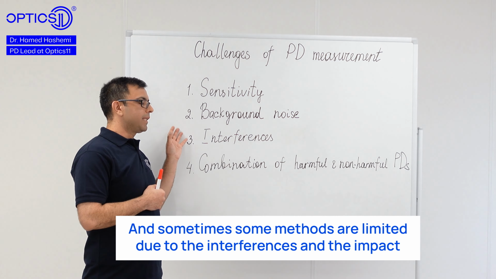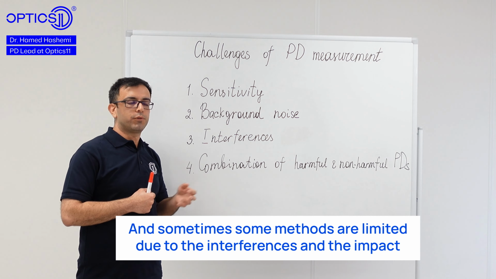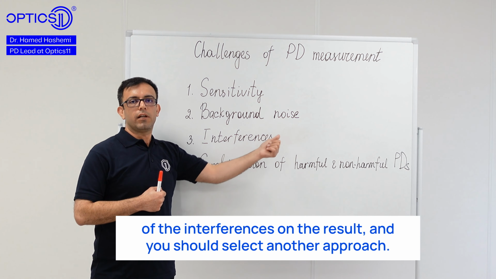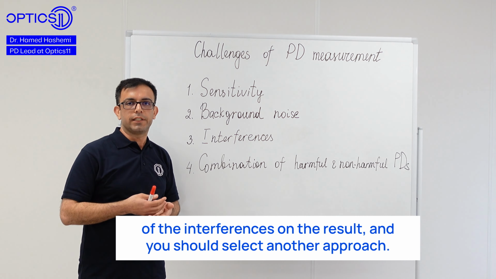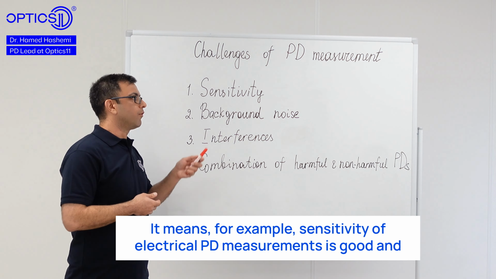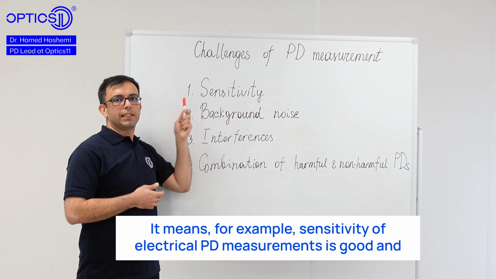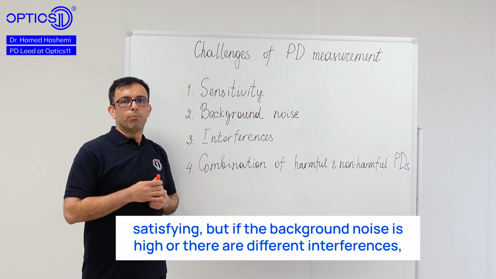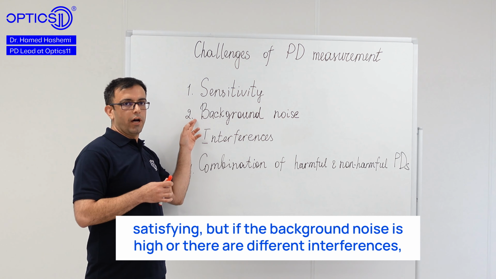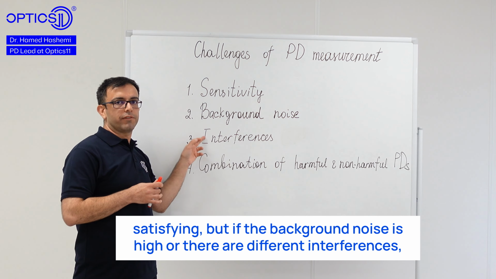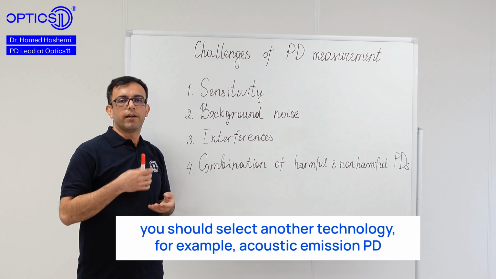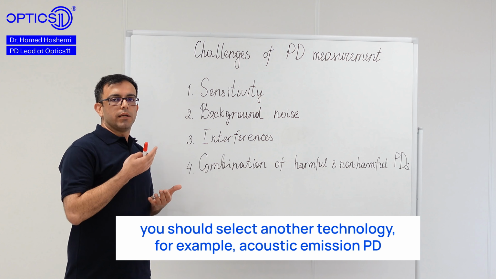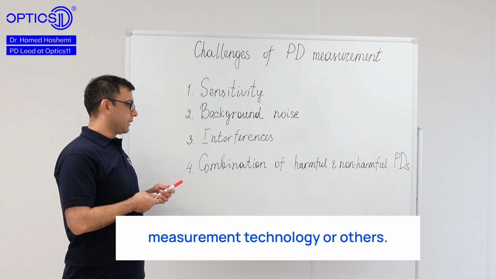And sometimes some methods are limited due to the interferences and the impact of the interferences on the result, and you should select another approach. It means, for example, sensitivity of electrical PD measurement is good and satisfying. But if the background noise is high or there are different interferences, you should select another technology. For example, acoustic emission PD measurement technology or others.